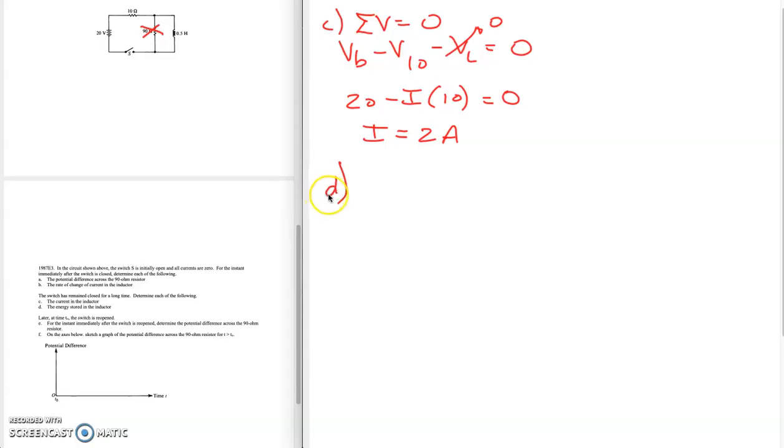Part D. The energy stored in the inductor. All right, the energy stored in the inductor, so U_L, is a lot like kinetic energy. L is like mass and current is like velocity. So 1/2 L i squared. So 1/2 of 0.5 of 2 squared, which gets us to be 1 joule.